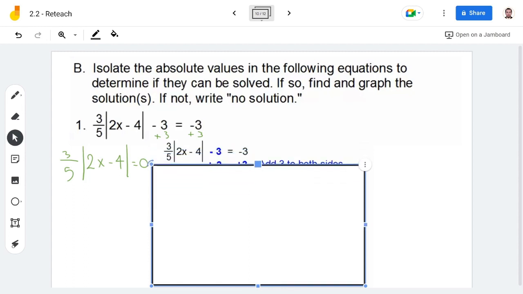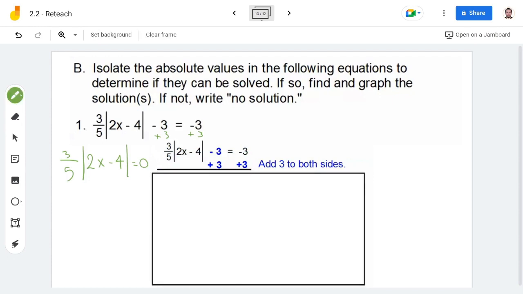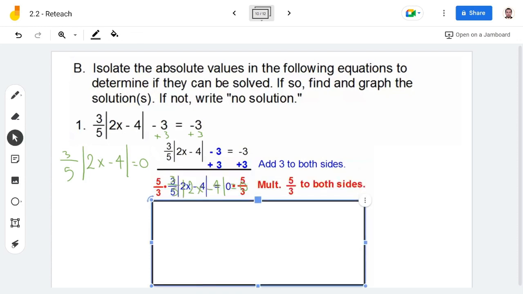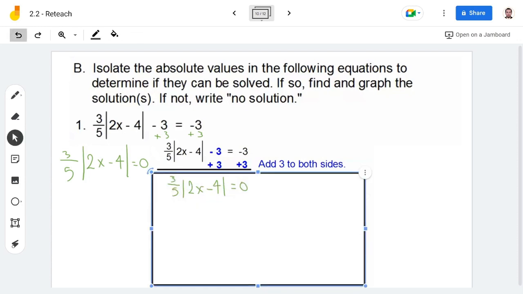Okay, let me stop here. Let me continue by myself so you understand. If we complete my question, it will have 3 over 5, absolute value 2x minus 4, equal 0. Now what I have to do is multiply with the reciprocal. Or you can divide.